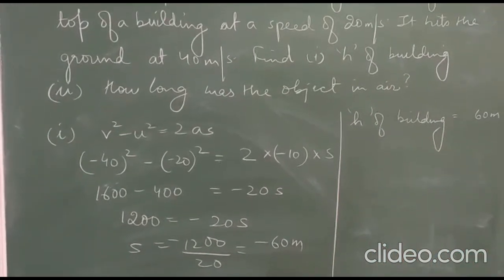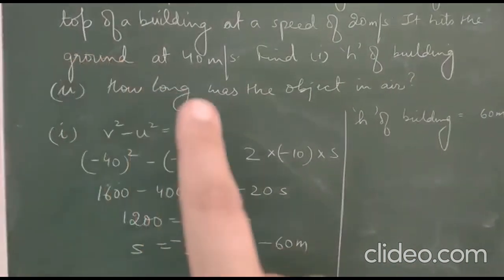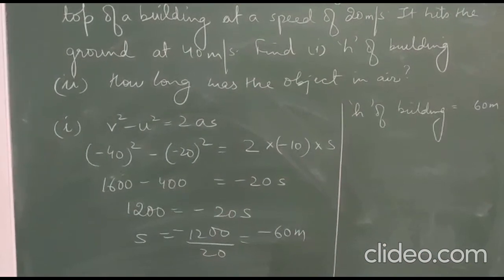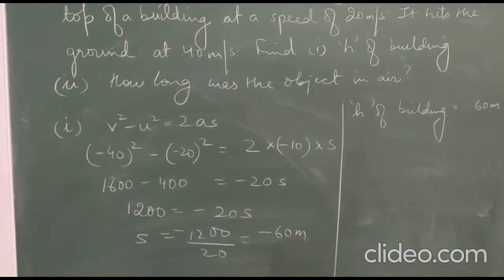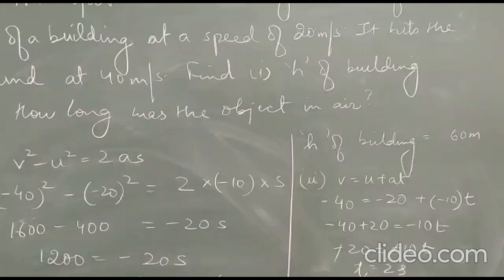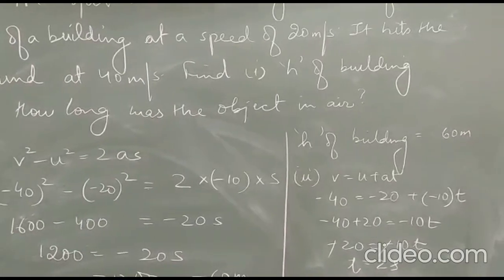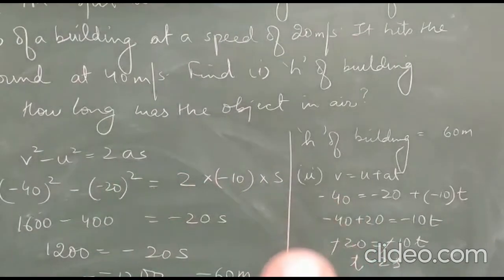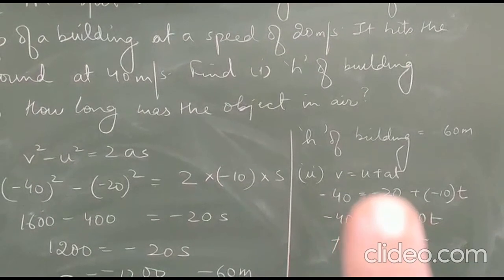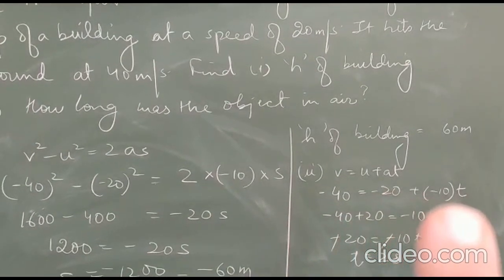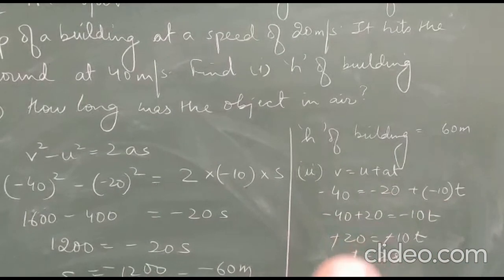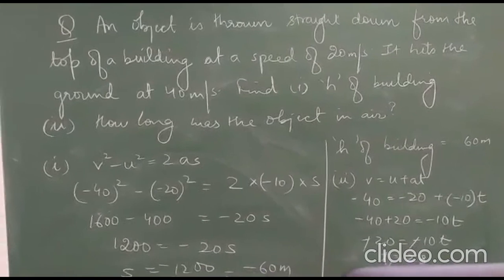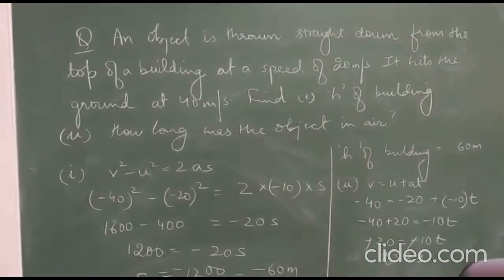Okay. Now for the second part, we have to find how long the object was in air. What do we have to calculate here? The time it has taken to fall. So we will calculate the time the object takes to fall down this 60 meters. So using the first equation, v is equal to u plus at, we have substituted v as minus 40. Why minus? Because it is moving in the downward direction. u as minus 20, a is minus 10 and t is to be calculated. So rearranging the terms, we get t as 2 seconds. The object will take 2 seconds to fall through this 60 meters.